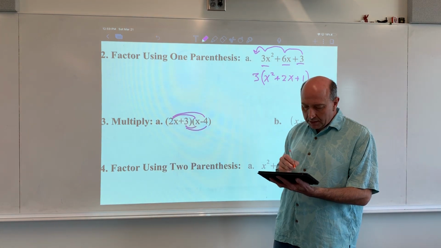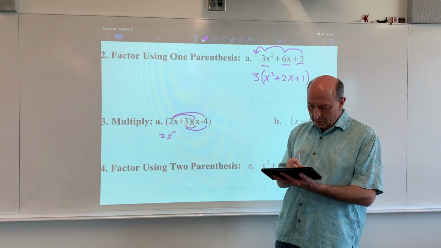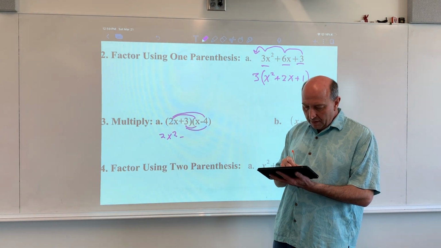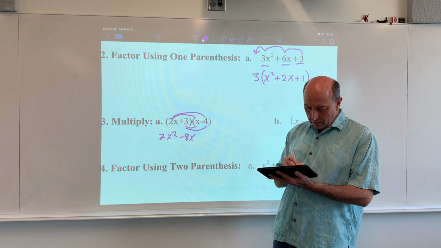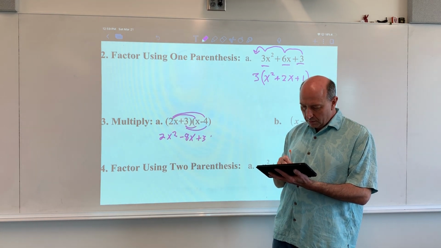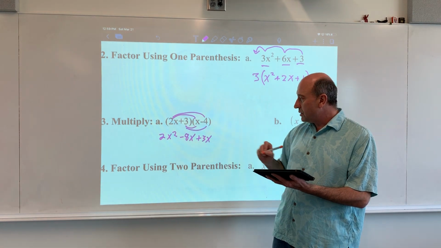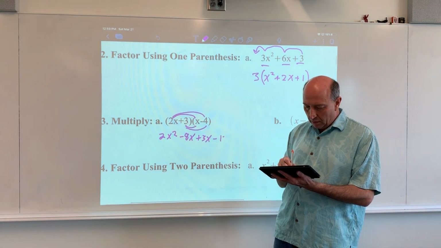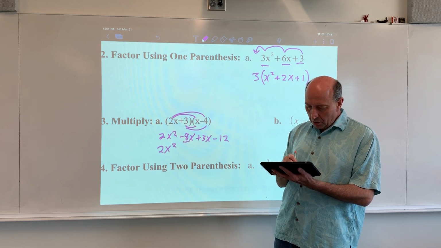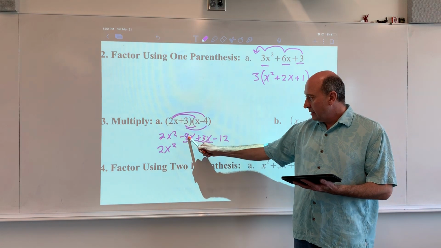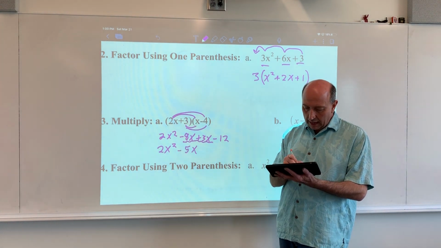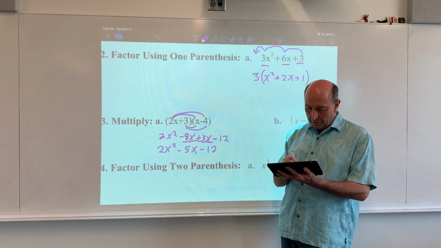Okay, so 2x times x is 2x squared. 2x times negative 4 is negative 8x. 3 times x is 3x. And 3 times negative 4 is negative 12. So you get 2x squared. Now your middle terms always combine. Negative 8 plus 3 is negative 5x minus 12.